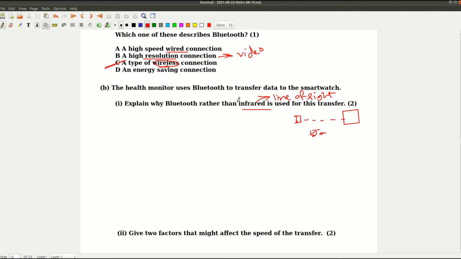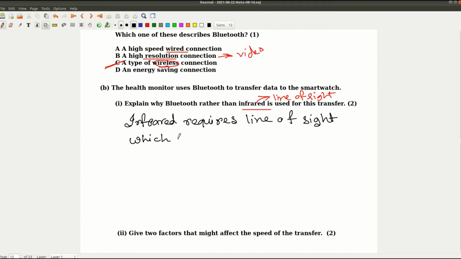Because of this we can't use infrared. What I will write here is: infrared requires line of sight, which is not always possible when exercising, right?